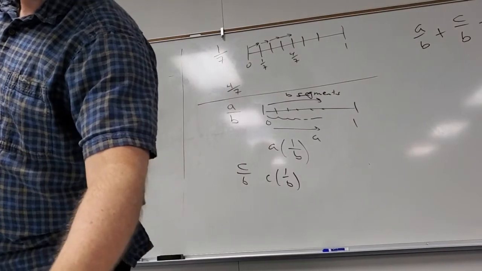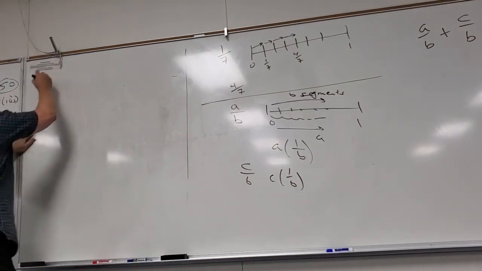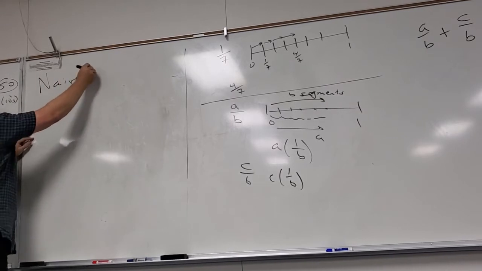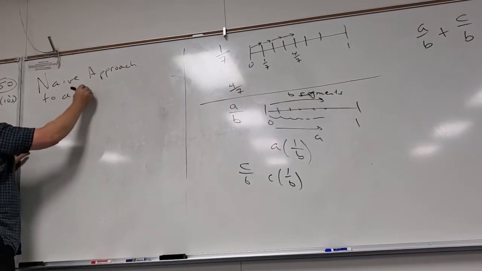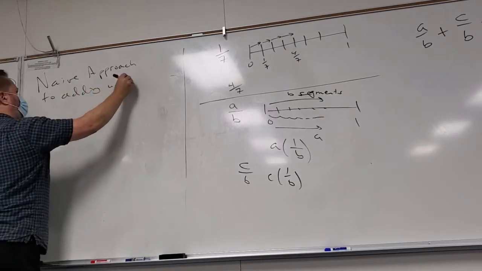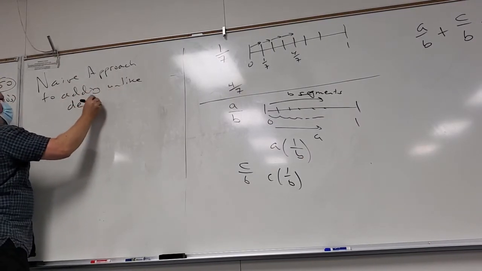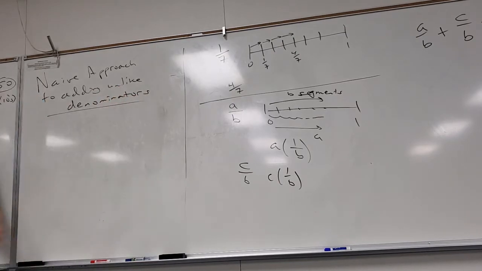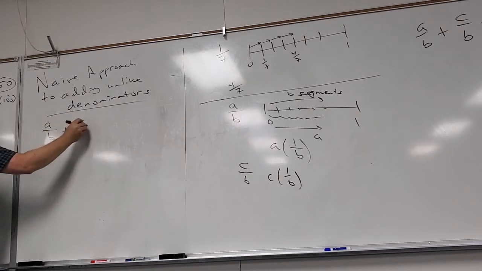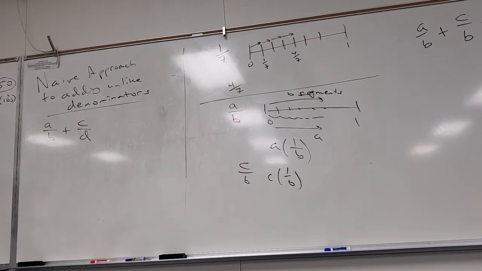Yeah, we got that. So here is what I call the naive approach to adding unlike denominators. Some of you might have called this just the way I do it. Which is, if I have A over B plus C over D, can somebody help me add those together? I want to actually add those together.